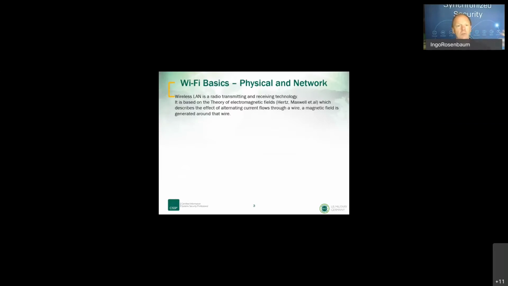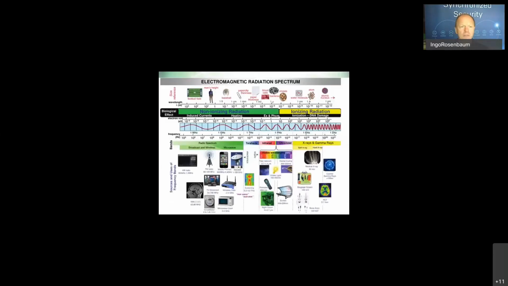We started last time with the physical layer and network, the radio transmission and receiving technology. We talked about the electromagnetic radiation spectrum, which I think is one of the most phenomenal natural phenomena we discovered on Earth. With the radio spectrum we are talking about mobile and wireless data devices up to the high frequency level. It's always fascinating: our eyes are nothing else than radio receivers.